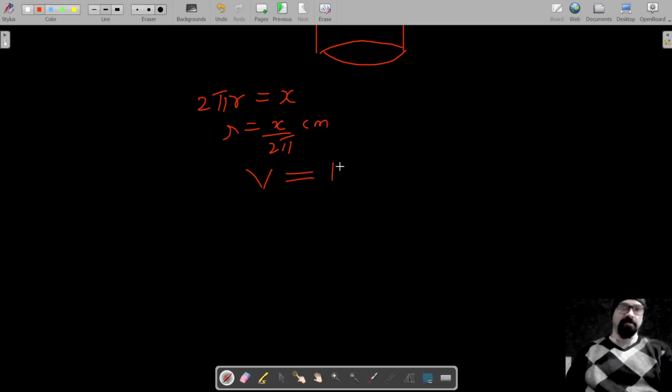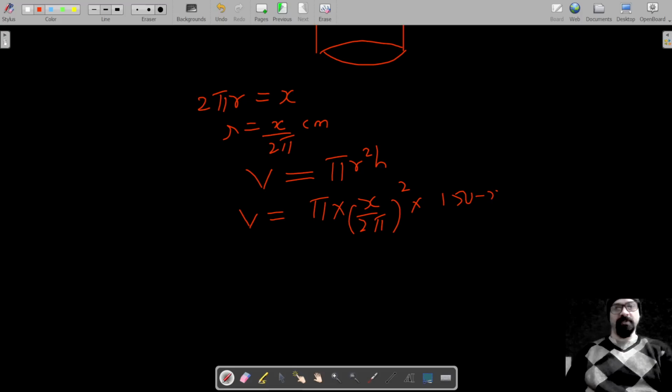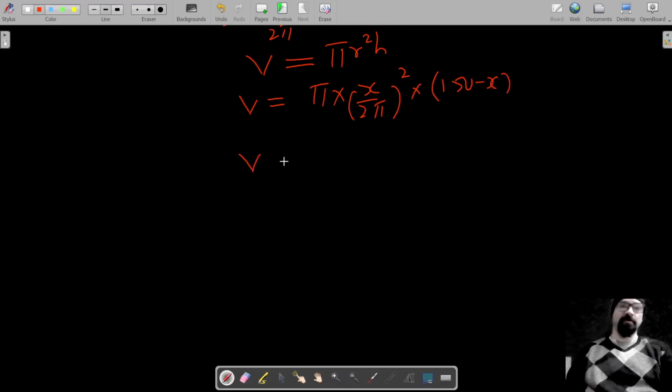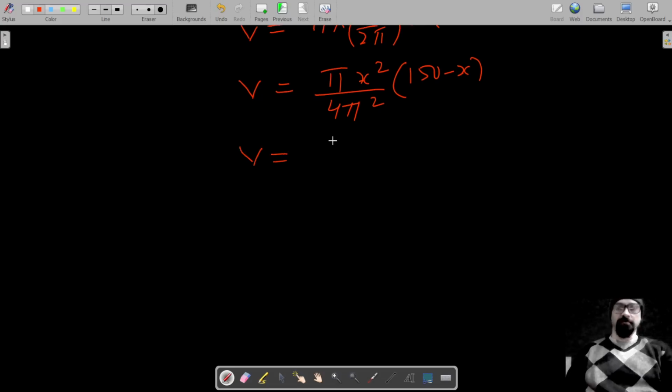So let's consider the volume as V. So V is equal to pi r square h, putting in the value of r, which is x upon 2 pi, squared, and height is 150 minus x. So V is equal to pi x square upon 4 pi square into 150 minus x. So this is now 150 x square upon 4 pi minus x cube upon 4 pi.